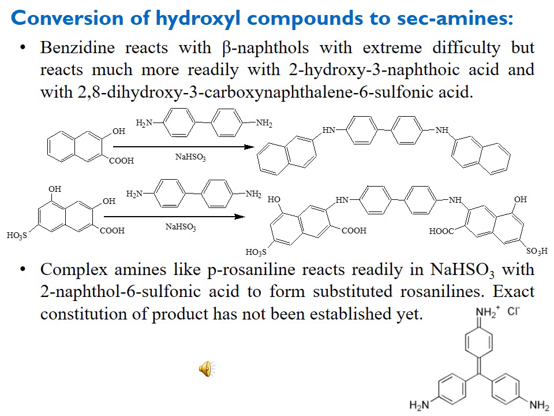Here is another aromatic amine, benzidine, which reacts with beta naphthol, but in extreme conditions; the most strong conditions are required for the reaction of benzidine with beta naphthols. But if substituents are present, like in 2-hydroxy-3-naphthoic acid or 2,8-dihydroxy-3-carboxy-naphthalene-6-sulfonic acid, then these beta naphthols react with benzidine and we get the secondary amine as the product. So here the nature of the naphthol explains the reactivity. Simple naphthols do not react easily, but derivatives of these naphthols react easily with benzidine and form the product.